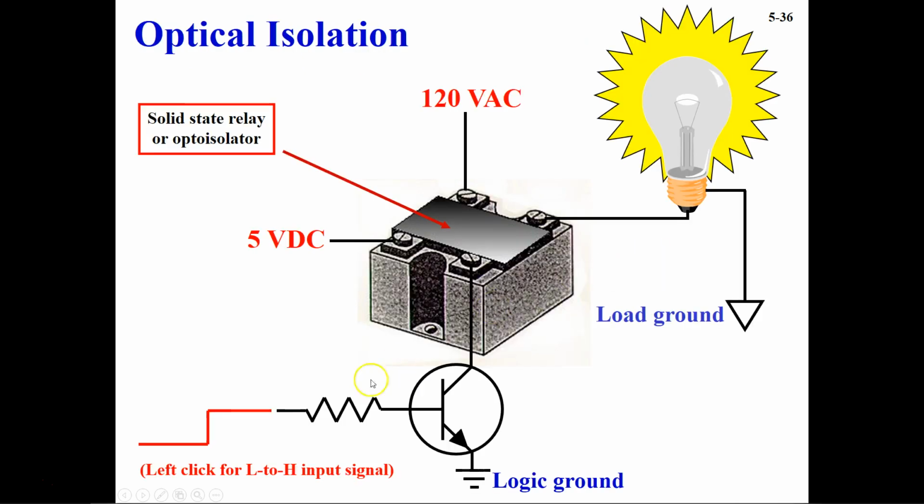I'll just go back to the previous one. And if you have a low signal, then what will happen? It will be turned off, and this bulb will also be turned off.